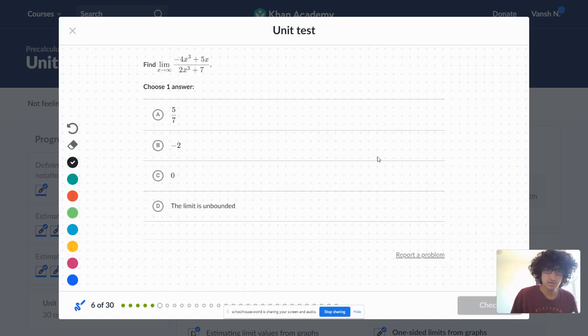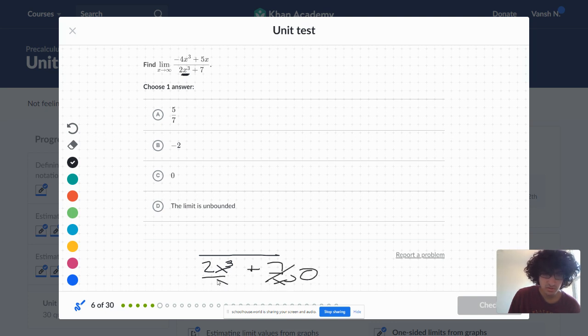Yeah, that was right. Okay, so another one of these infinity problems. Find the limit as x goes to positive infinity of this expression, and we have 2x squared. X squared is the highest power, so let's start with the denominator. We have 2x squared plus 7 over x squared. This goes to 0. This becomes 2. And now the top, minus 4x cubed plus 5x.